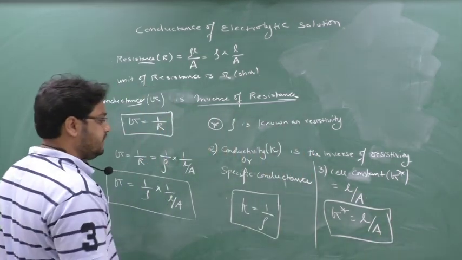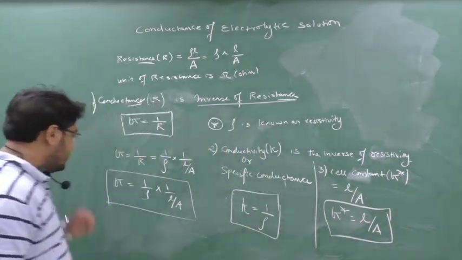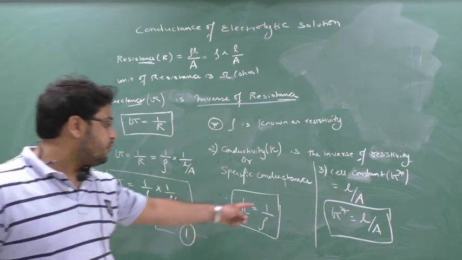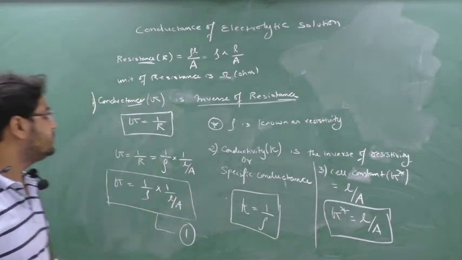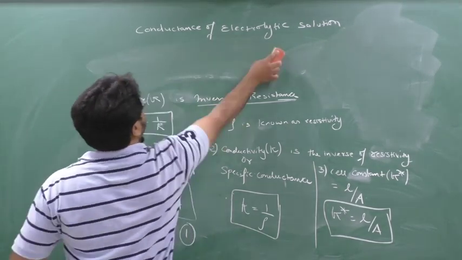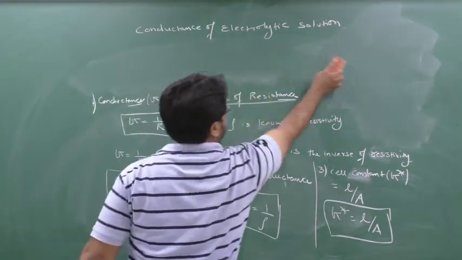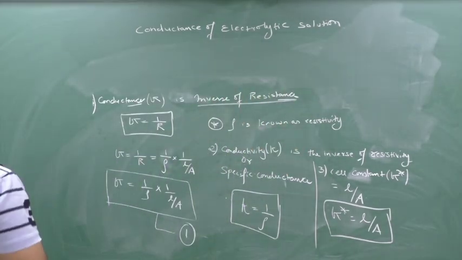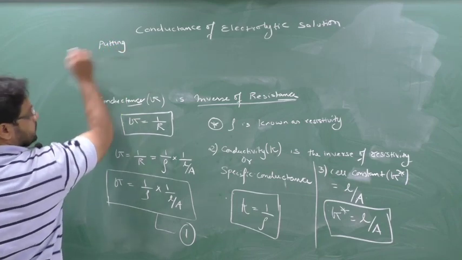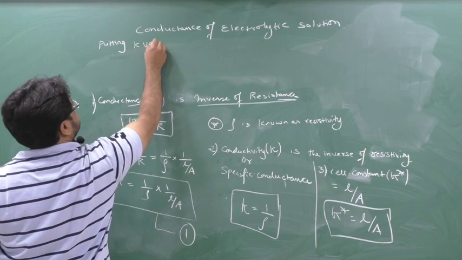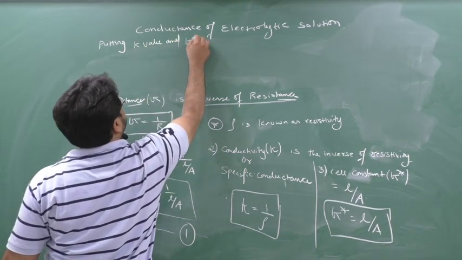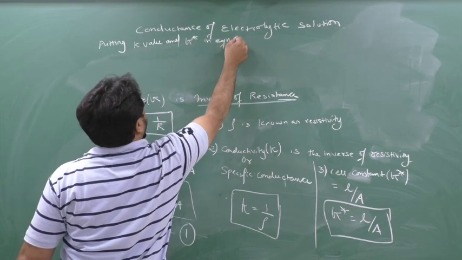So I got the G star value, and I got K equal to 1 by rho. Now if I consider this as equation number 1, I will put the value of 1 by rho and L by A in equation number 1. So you can write down, putting the K value and G star in equation 1.